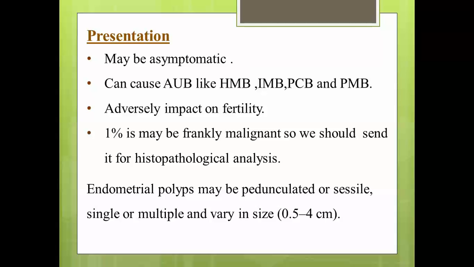Sometimes the patient will be asymptomatic, and accidentally, by examination or when she does an ultrasound for one reason or another, we will find an endometrial polyp. Others will have symptoms. The commonest symptom in those patients is abnormal uterine bleeding, and all forms of abnormal uterine bleeding can be present with polyp. It can be heavy menstrual bleeding, intermenstrual bleeding, postcoital bleeding, or even postmenopausal bleeding.